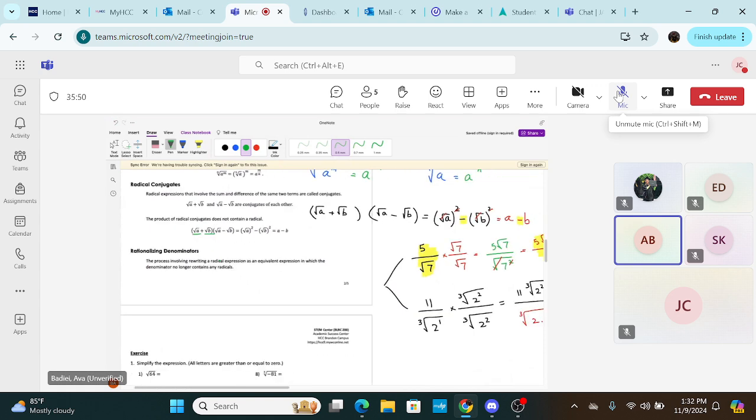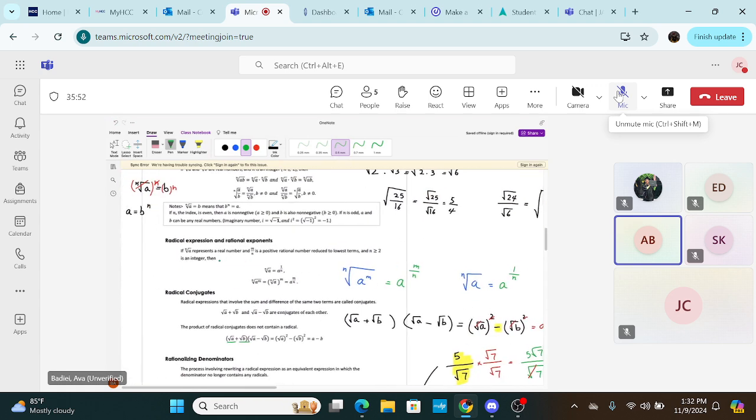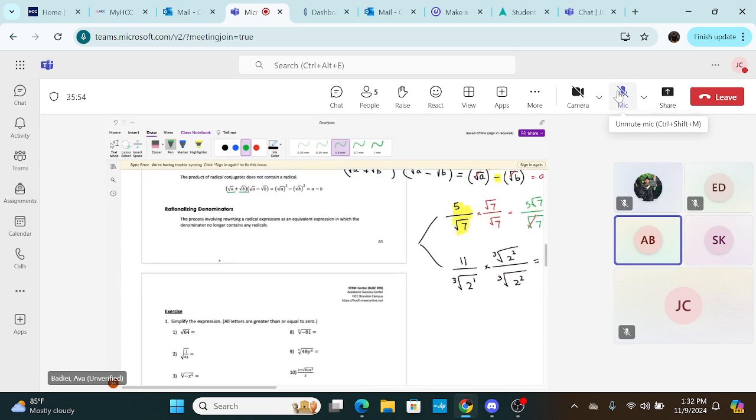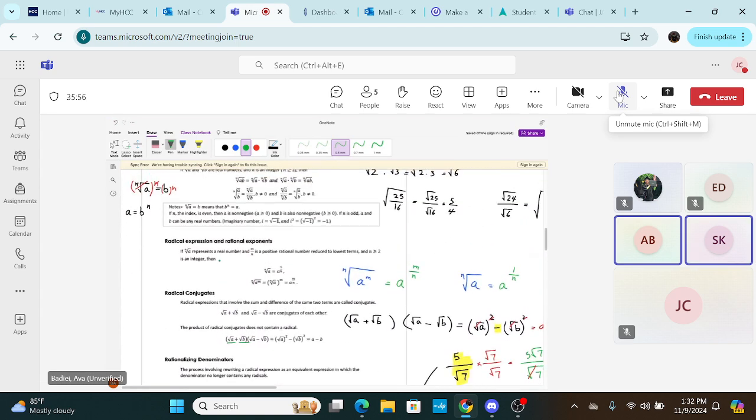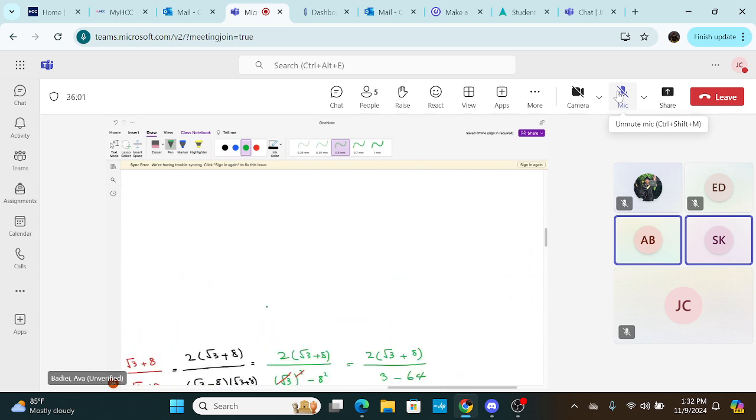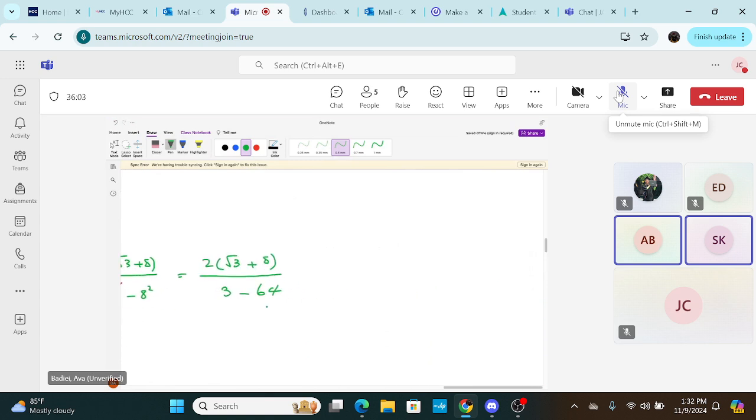All right, so we spent half of the workshop just covering the things you are supposed to know. I wanted to ask about that example that you were just doing. Would we continue to simplify, or would we leave the denominator as 3 minus 64? Yes, we have to simplify this as much as we can.